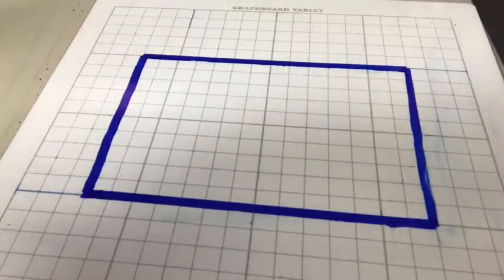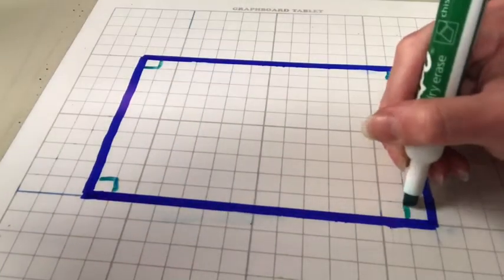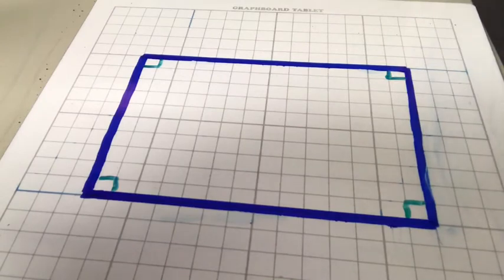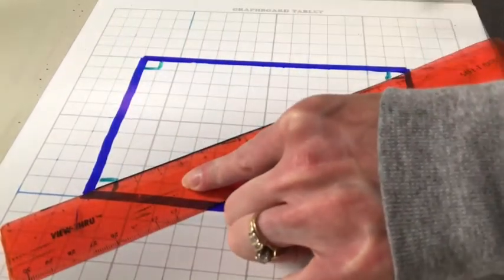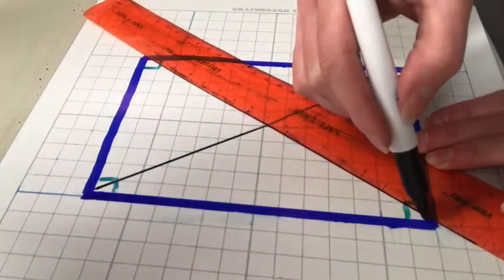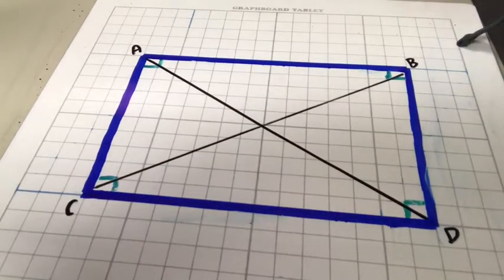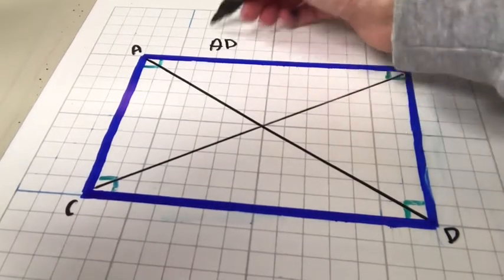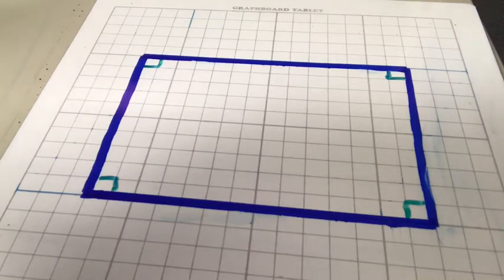The definition of a rectangle is that it is a quadrilateral with all right angles. In addition, the diagonals are congruent. But it's still a parallelogram, so all the other rules apply.